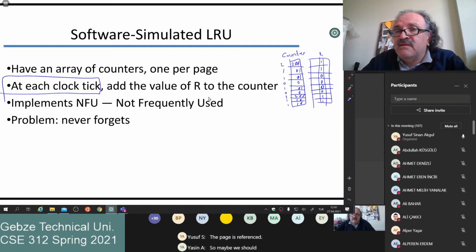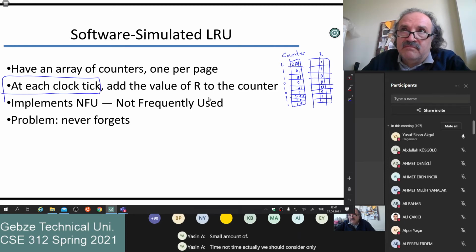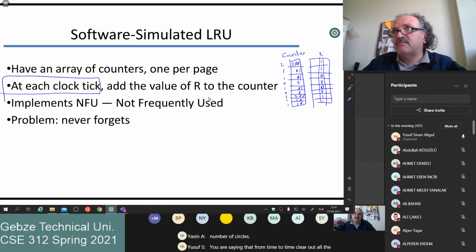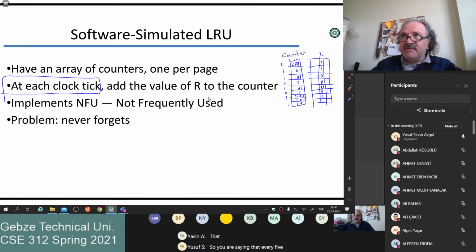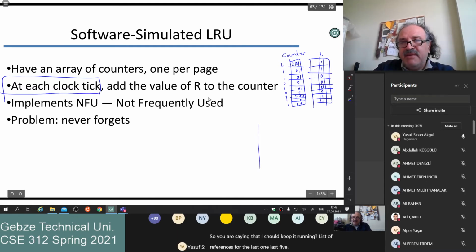So maybe we should consider only a small amount of time, not time actually, only a specific number of intervals. You are saying that from time to time, clear out all the counters? No, for example, we should consider only the last 5 time intervals. So you are saying that every 5 clock interrupts clear out everything? Not clear everything. So you are saying that I should keep a running list of references for the last 5.